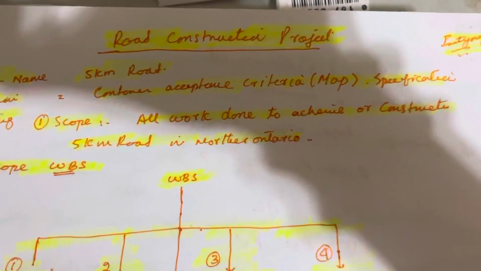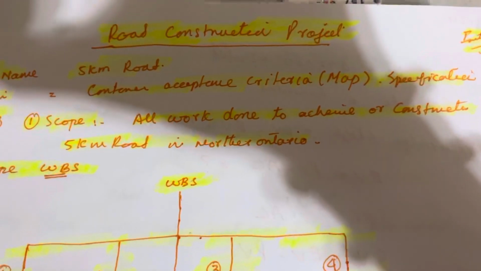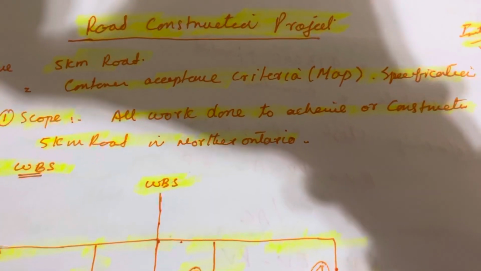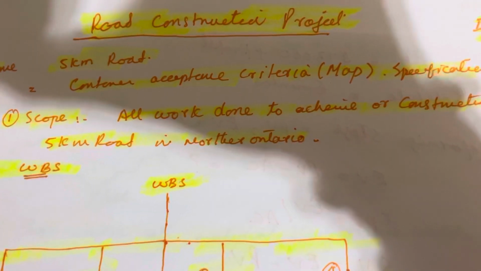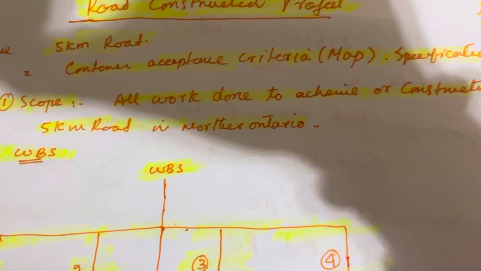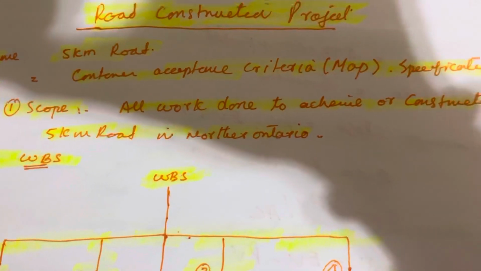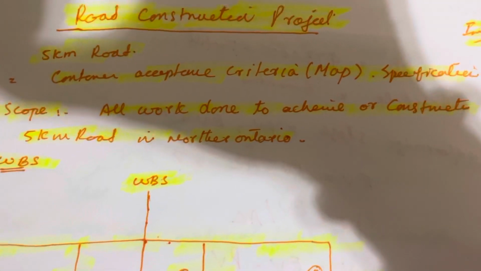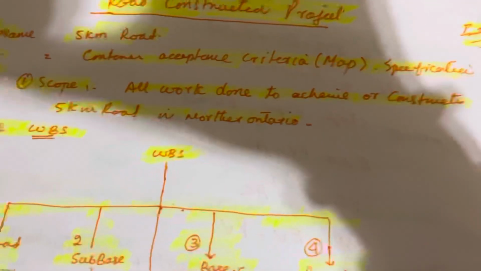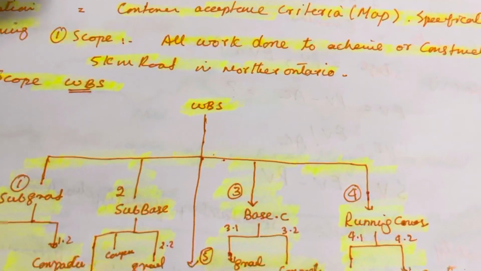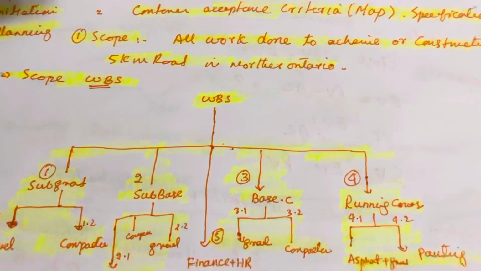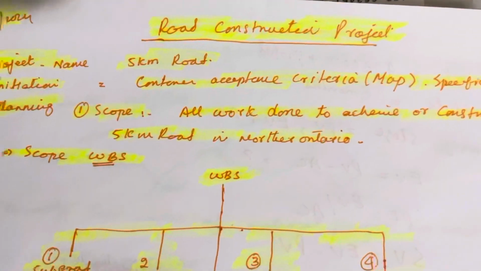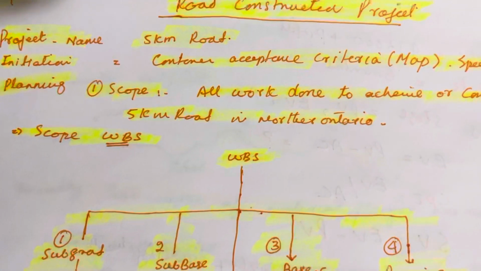So here is the next video in the engineering and project management section. Today we're gonna do the road construction project. In the last video, I drew the road map and the materials we're gonna use. They're called the subgrade, then the sub base, and then the running course. So the project is a 5 kilometer road.